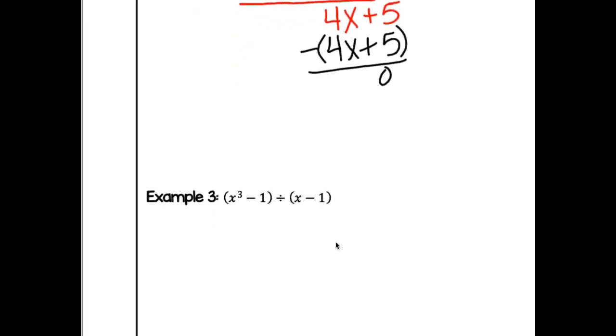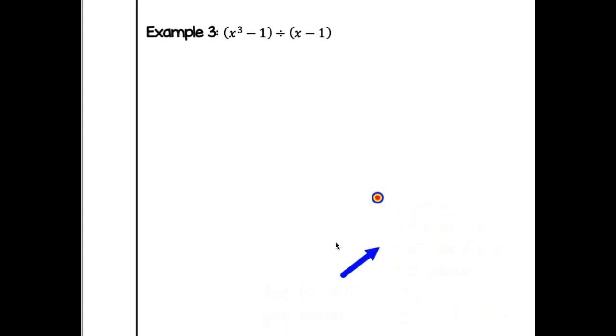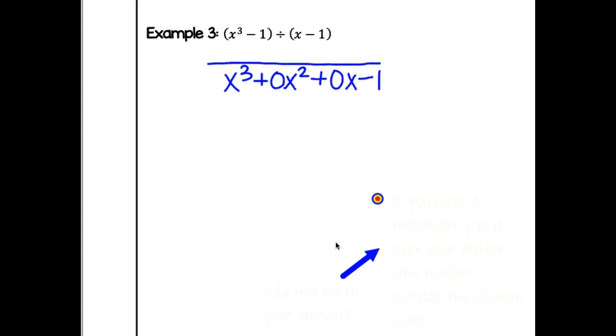And finally, we have x cubed minus 1 divided by x minus 1. So we go ahead and we take x cubed, but now here's what I was talking about. We don't have an x squared, so I put in plus 0x squared. We don't have an x, so we say plus 0x minus 1. And we take x minus 1.